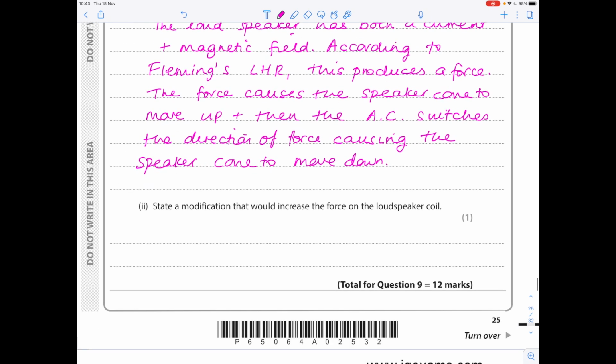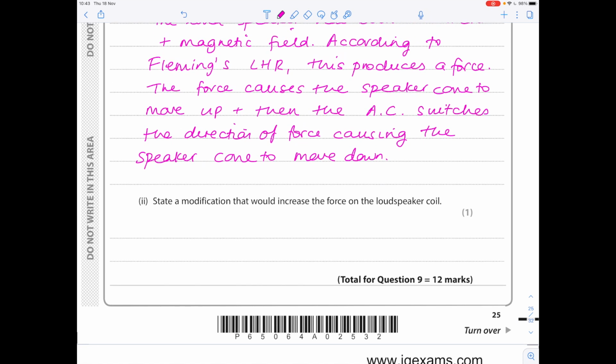State a modification that would increase the force on the speaker coil. Well, you could increase the strength of the magnet or use a larger current, and that's all due to Fleming's left-hand rule.